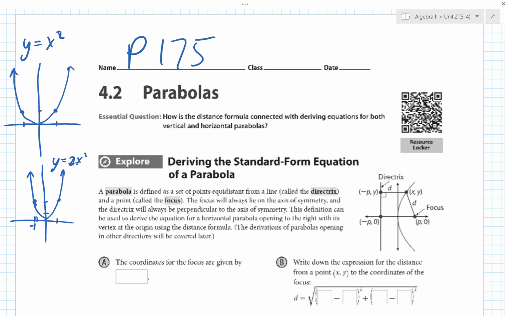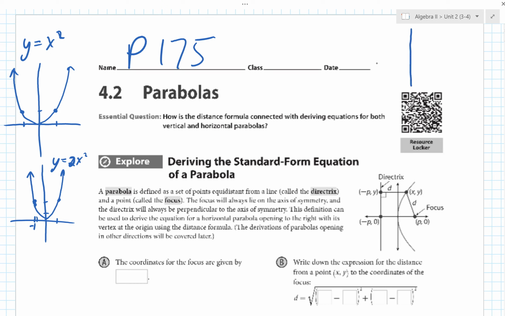Okay, so that's what we looked at before, but now we're going to take a different look at parabolas. Before we said that a parabola was just anything that had a second degree variable in it, and that's still true, but the actual definition for a parabola is that it's a set of points that are equidistant from a line and a point. And so let's go ahead and sketch this with me.